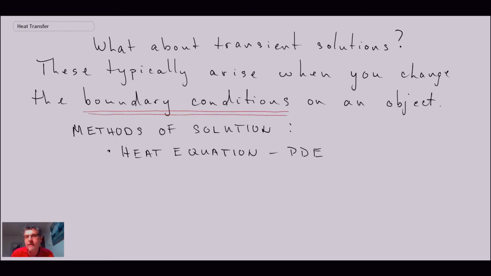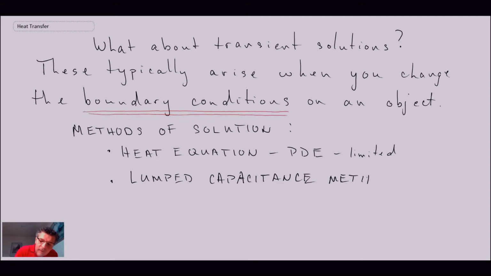So we'll be looking at the heat diffusion equation. Again, that's the partial differential equation. And we'll be able to look at a limited number of solutions, given that it is a partial differential equation. We have to make some rather severe simplifications for that equation. We'll be looking at another analysis technique referred to as the lumped capacitance technique, and that basically assumes that the entire solid is at the same temperature as a function of time.